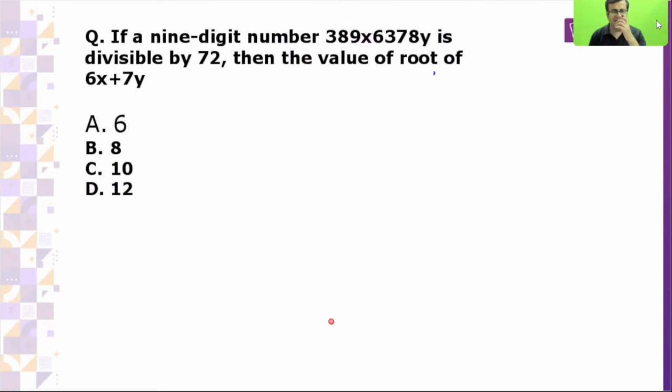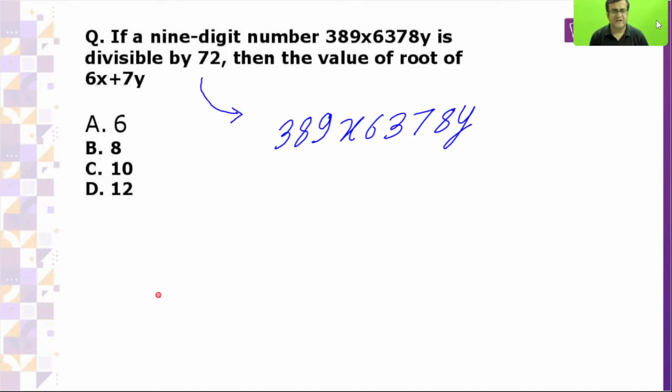Come to this one, a 9-digit number, 389 x 63 78y. If it is divisible by 72, find the value of root of 6x plus 7y. Find the value of this one. Divisible by 72 means divisible by both 8 and 9.